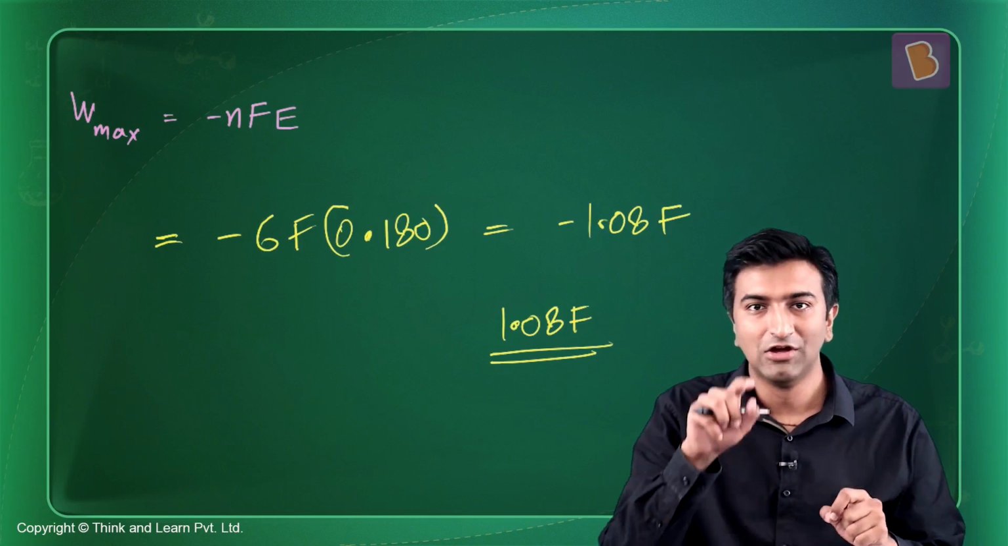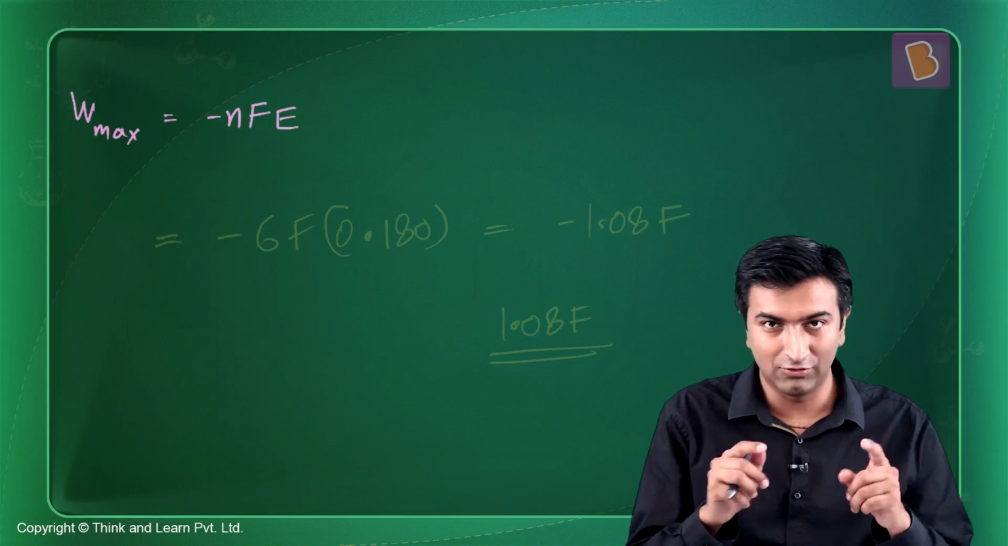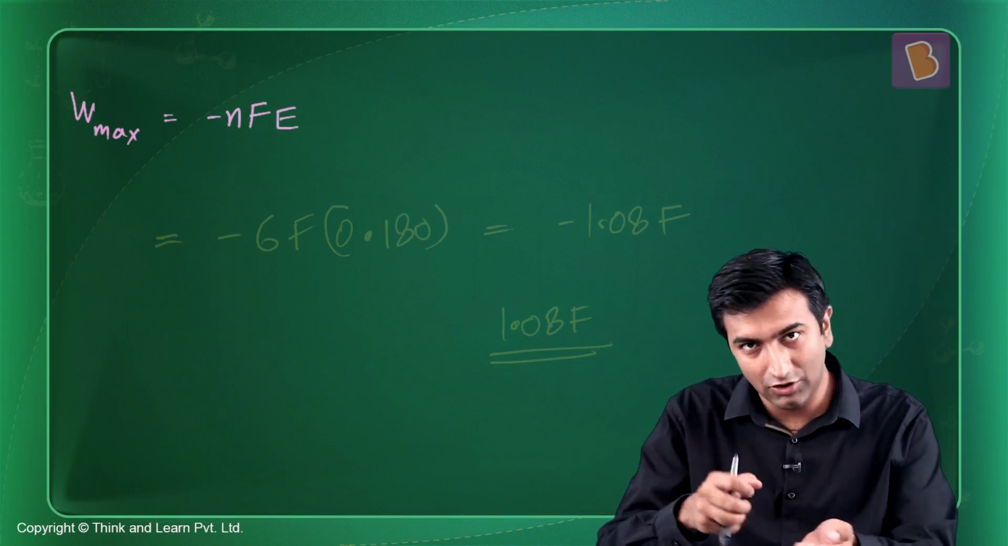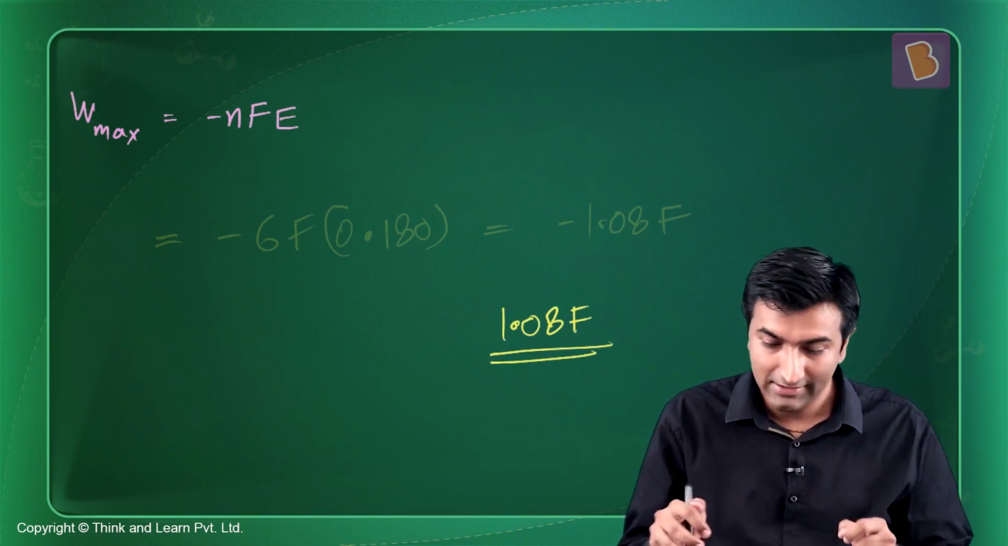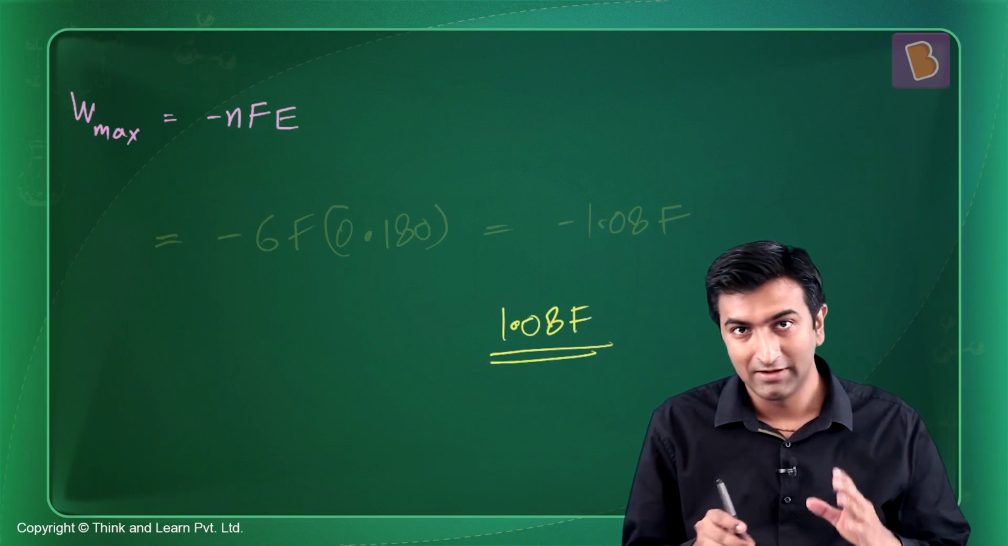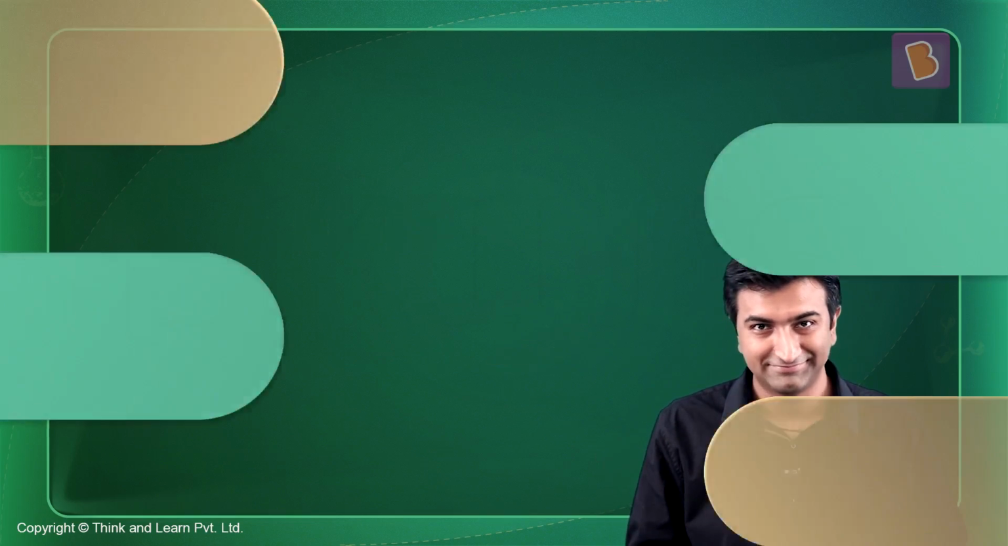Let's look at this separately. So W max is now simply going to be equal to minus NFE, and the work extracted is going to be positive, so it's 1.08 F. So this one's correct. And the other options, you can see which ones match that are on your screen right now.